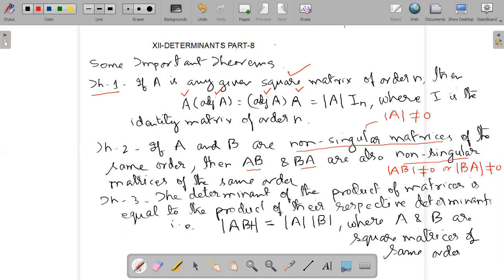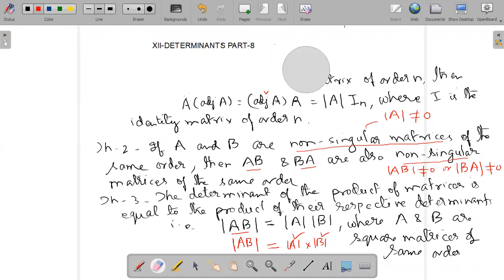The third theorem is the determinant of the product of matrices. A into B is the product of matrices, and its determinant is some value, which will be equal to the product of the respective determinants. So find the determinant of the matrix A and the determinant of the matrix B and multiply these two values, or first multiply the matrices and then find its value; it will be the same. These three properties are what the questions actually ask you to show.